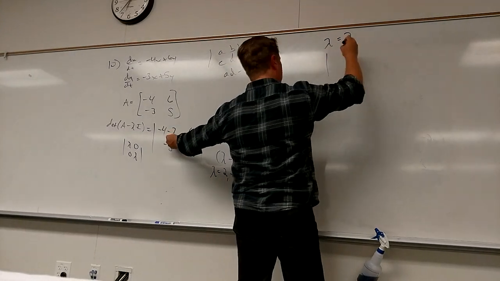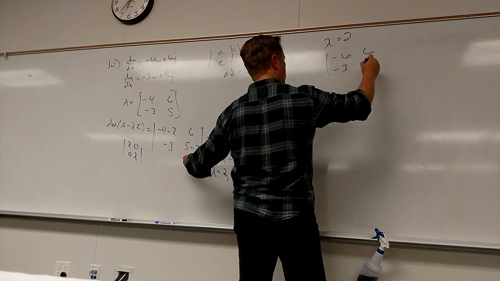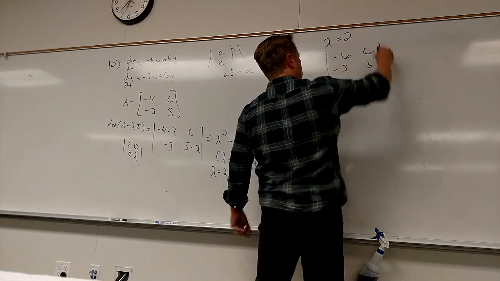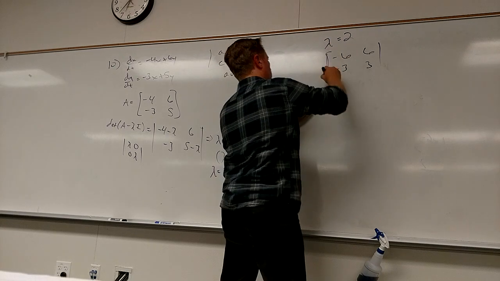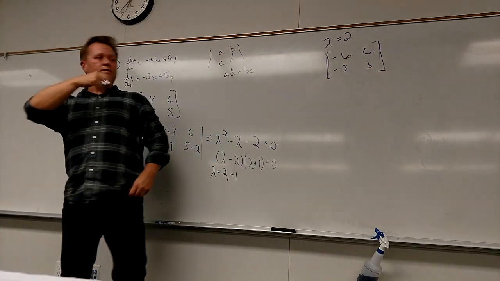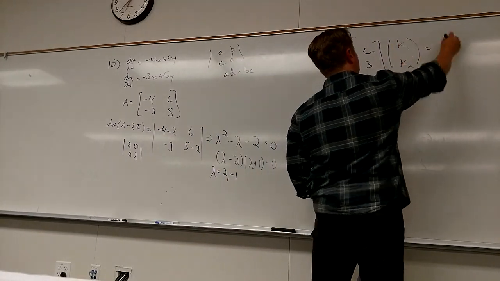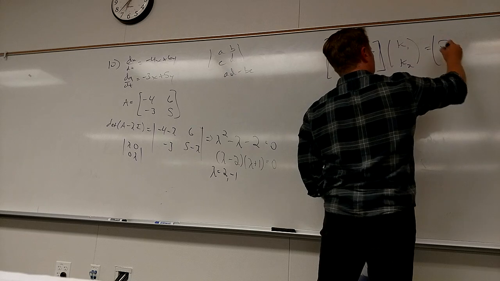I get -6, 6, -3, 3. Right? It's not determined anymore. No. And this is times K1, K2 equals 0, 0.